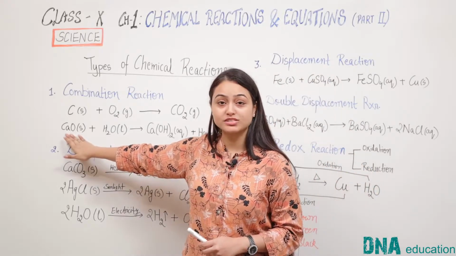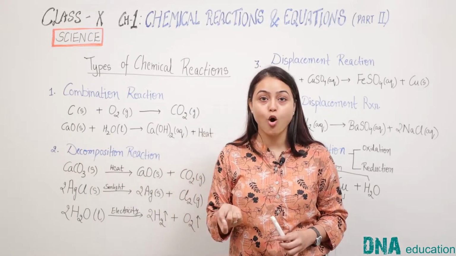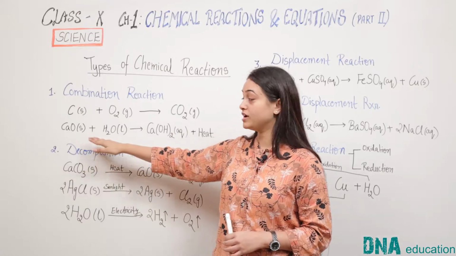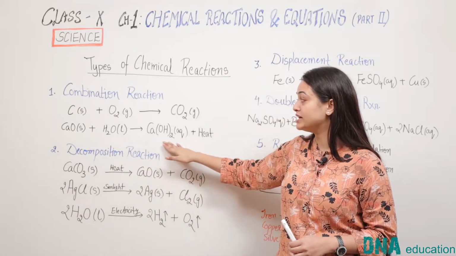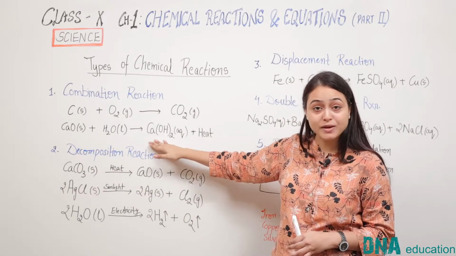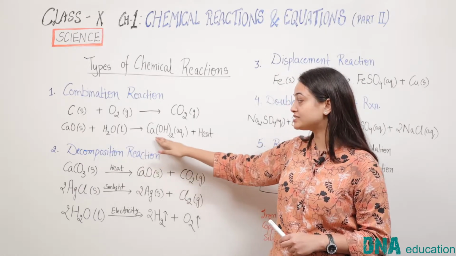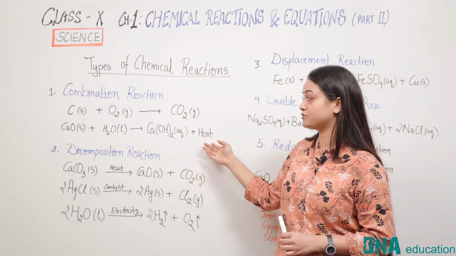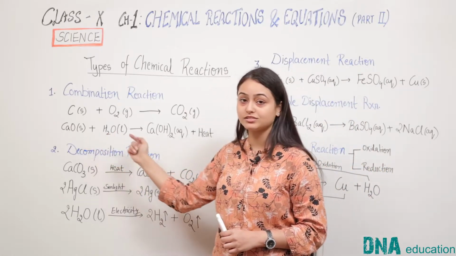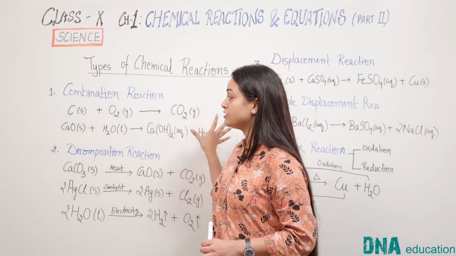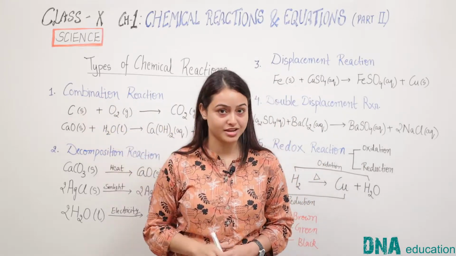Remember, calcium oxide is called quicklime or limestone. In solid state, it is called limestone. It reacts with water to form slaked lime, calcium hydroxide or lime water. All these are names of this compound only. And heat is evolved. Here again, two reactants combine to form a single product. So this is the basic theory behind combination reactions.